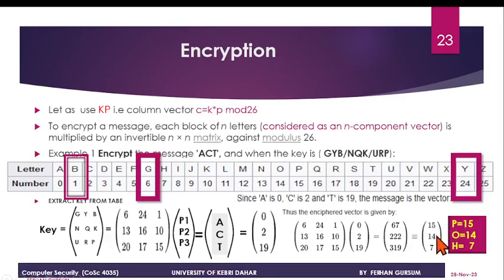When we divide this by modulo 26, we get 15, 14, 7. So 15 means P, O means 14, and 7 means H. So we encrypted ACT to POH. This is the way to encrypt the whole cipher text.